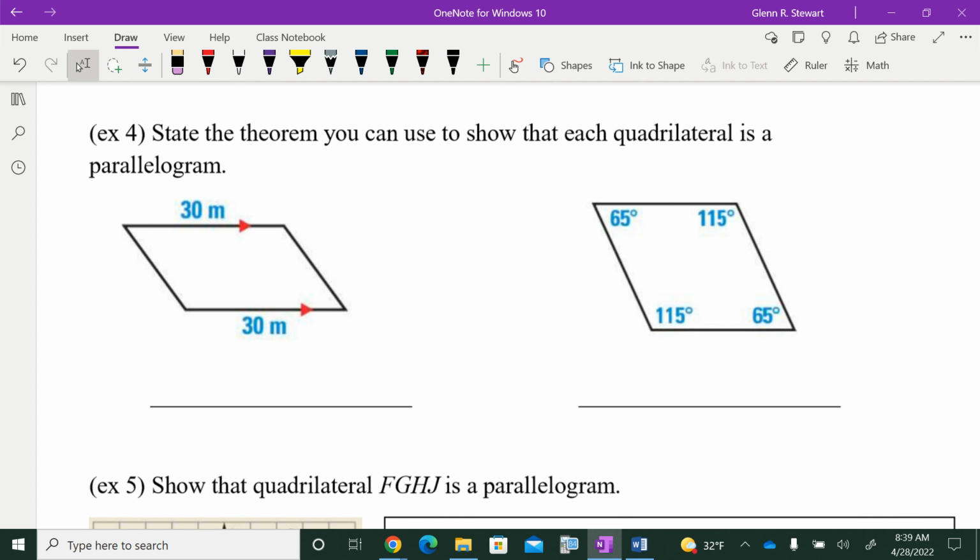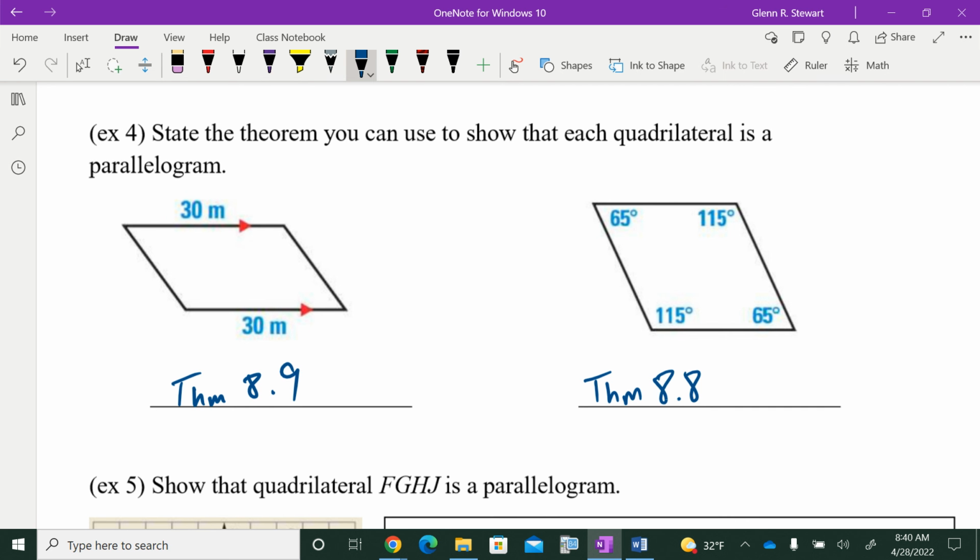Lola? Theorem 8.9. Good. One pair of opposite sides is congruent and parallel. You could have also said that as well. Take a look at that other one there, 65, 115, 65, and 115. Which theorem is it explaining? Theorem 8.8. Good. And Theorem 8.8 states that if you have opposite pairs of angles congruent, then the quadrilateral is a parallelogram.